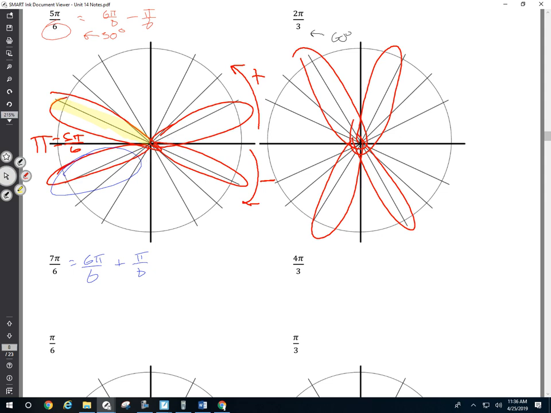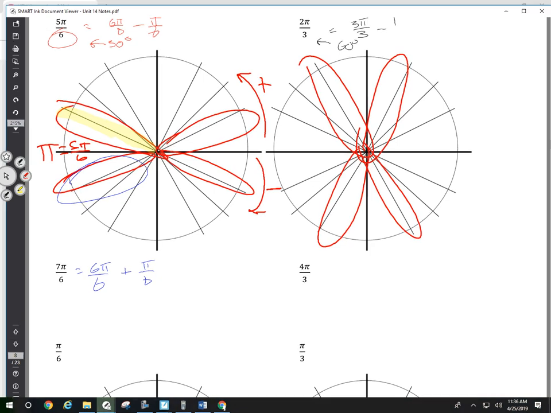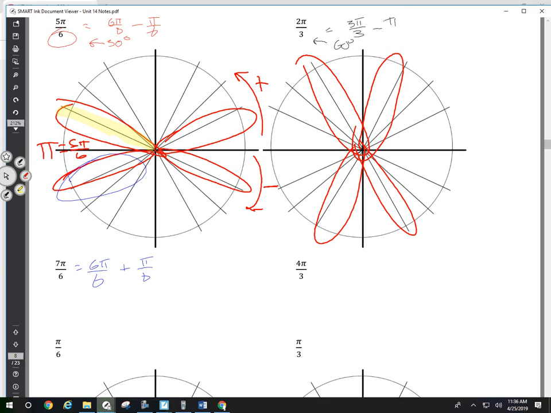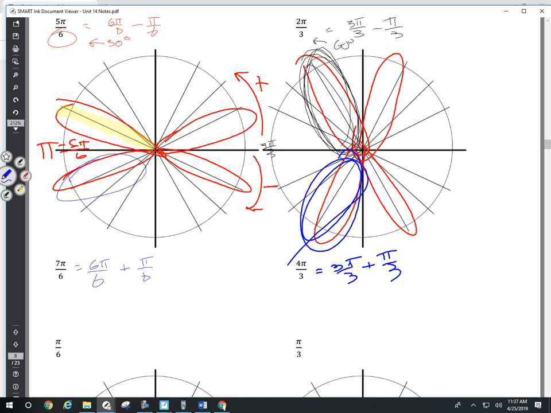Where's 2 pi over 3? Is it the first one? This is just 1 pi over 3. I would say, well, if I start at 3 pi over 3, subtract a 60-degree angle. Subtract a pi over 3. 3 pi over 3 is right here. Subtract a pi over 3, and I get here. That means 4 pi over 3 would be a 3 pi over 3 plus a pi over 3. That gets me right there.